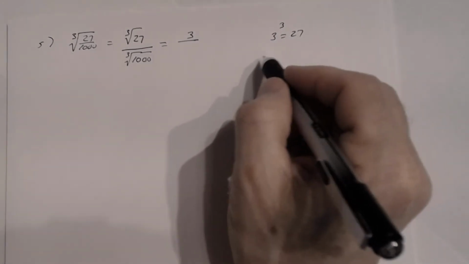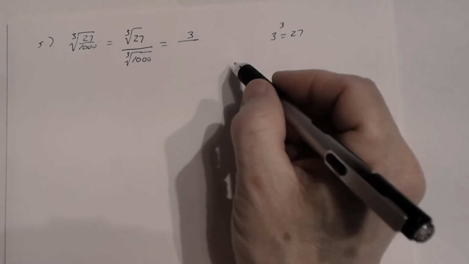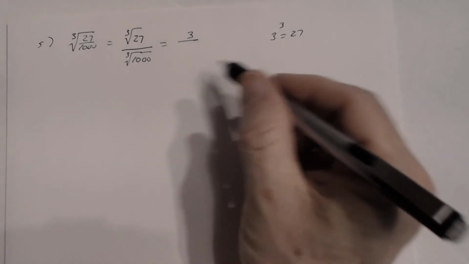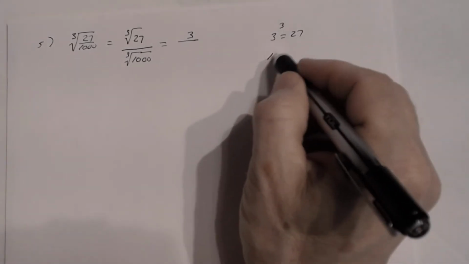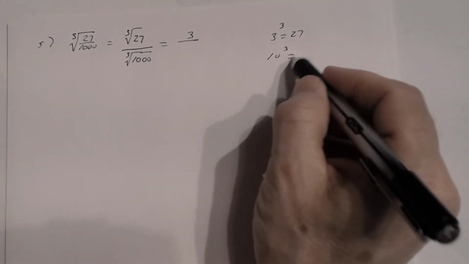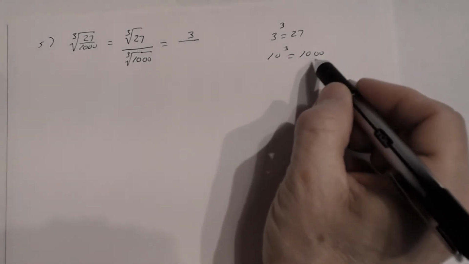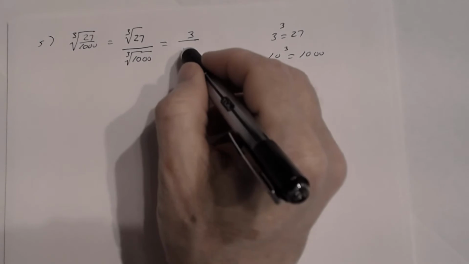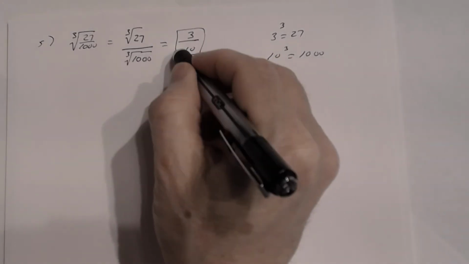For 1,000, can you guess what that is? Again, don't use the cube root button on your calculator. So what about 10? 10 cubed is 1,000, right? So that means that the cube root of 1,000 is what? 10. So that's 3 tenths, and there's your answer.